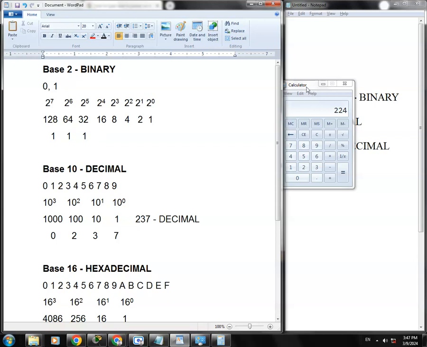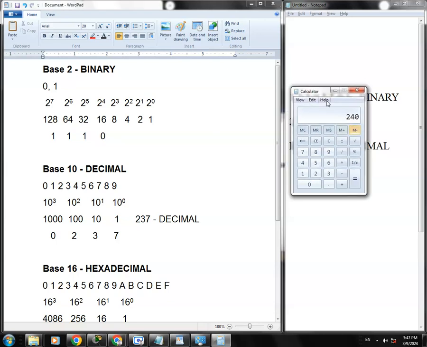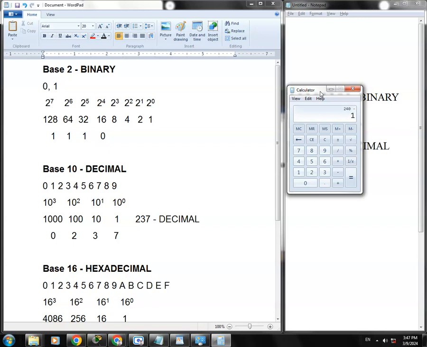And how about 16? Do we need 16? Let me add 16. But this time it is more than 237, so we don't need 16. I need to put 0 in here, and I need to deduct the 16 from this 240. Minus 16, now we're back to 224. So do we need 8? Well, I believe yes. Plus 8, and it's 232. So let's put 1 in here.